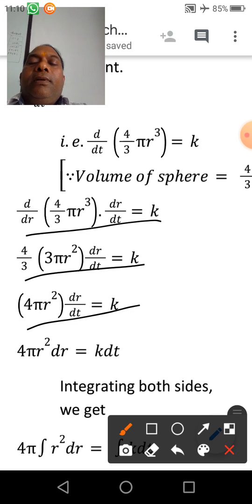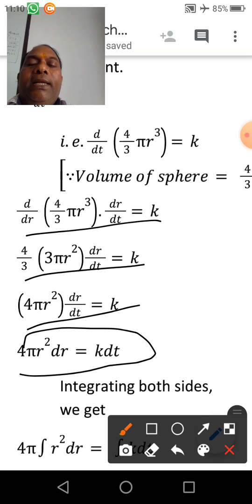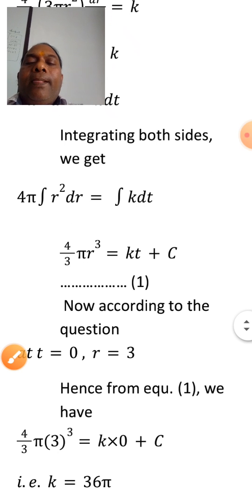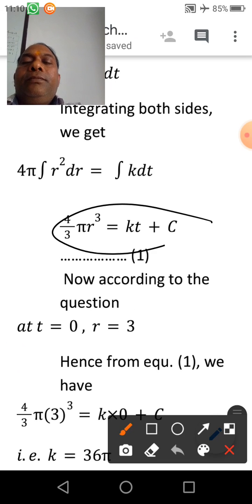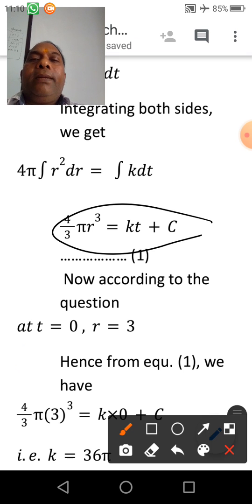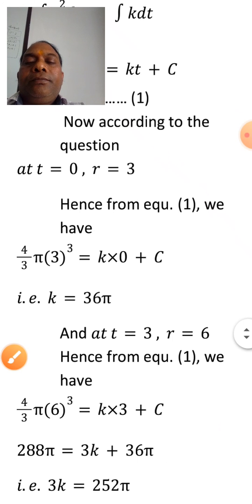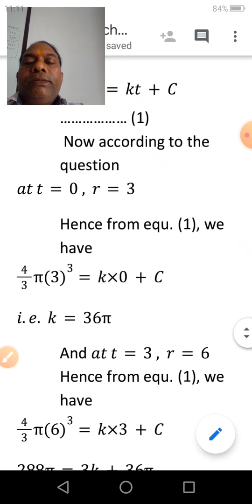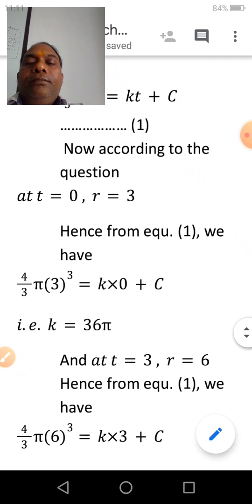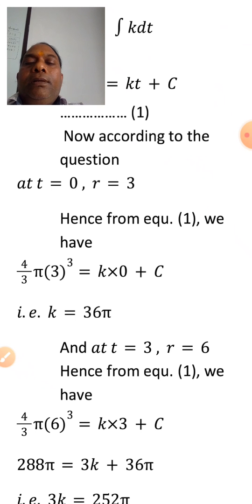Now separate the variables, then 4 pi r square dr is equal to k dt. Now integrating on both sides, then you have 4 by 3 pi r cube is equal to kt plus c. Now use the given condition according to the question, t is equal to 0 and r is equal to 3. Hence from equation 1, put the value of r and t, then find the value of c.